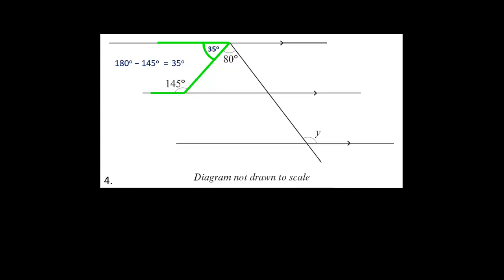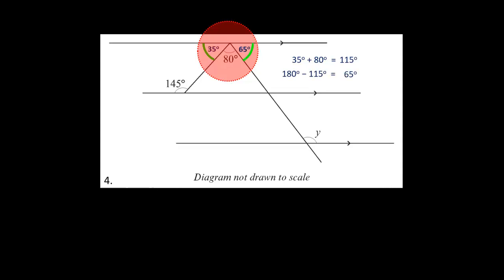Okay, so what help does that give us? Well actually, if we look now, we've got angles on a straight line up there. The 3 of them, the 35, the 80, plus the one that's got nothing there. So 35 plus 80 is 115. 180 minus 115 is 65. So that one there is 65.